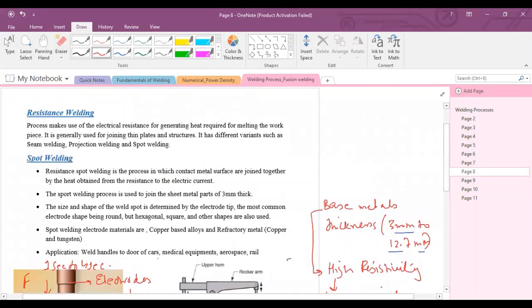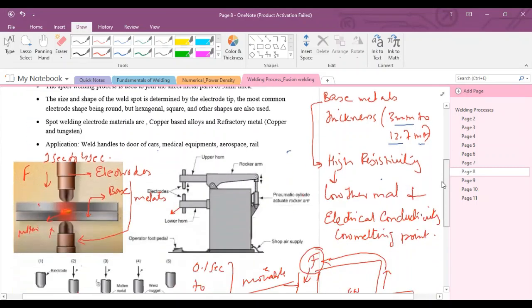Resistance welding has three types: spot welding, seam welding, and projection welding. First, I will explain spot welding. Spot welding is a type of resistance welding which is used to join two metals with a combination of heat and pressure.